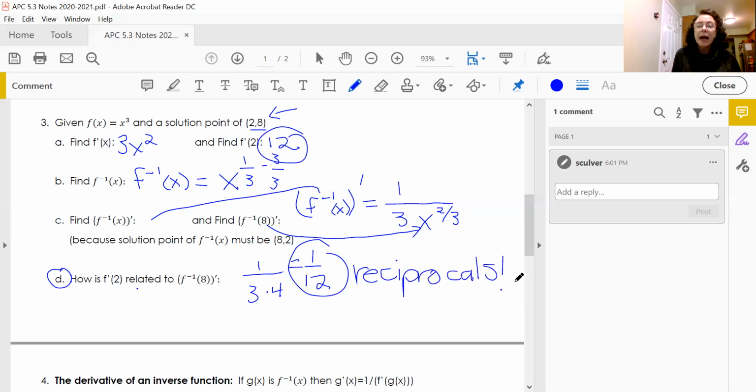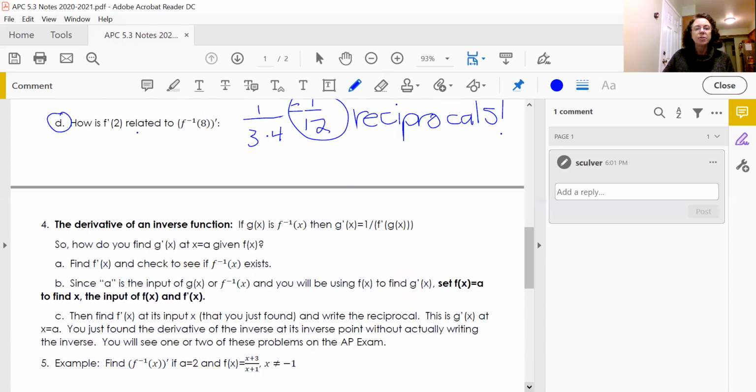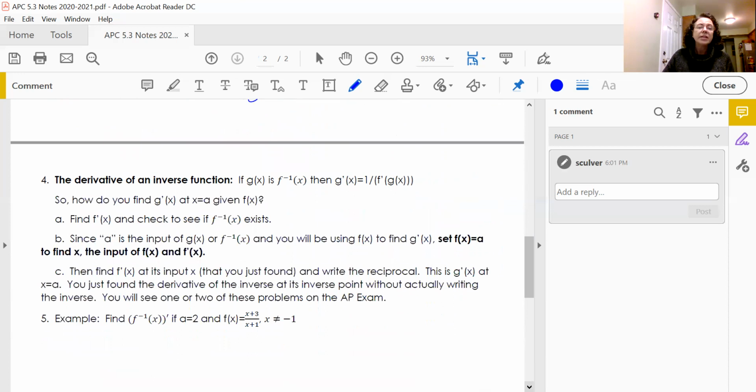So we now see what the rule is. What do we do though? It's easy to get confused because here's what's going to happen. We are not going to be writing the inverse. We are going to be finding the derivative of an inverse function using the original function. That's what's going to be going on in the book, and that's what's going to happen on the AP exam.